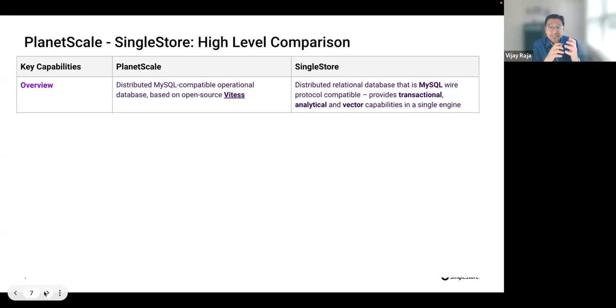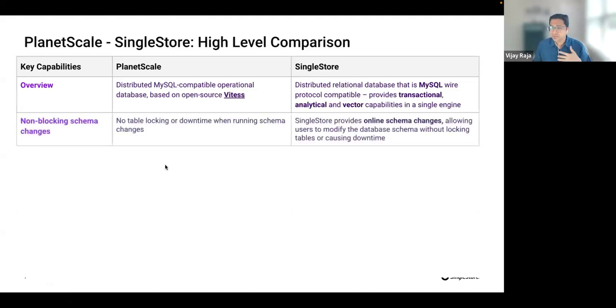While PlanetScale is an operational or a transactional database only, SingleStore provides transactional, analytical, and vector capabilities in a single engine to power your applications. Okay, we'll talk a lot more about that today, and you'll get to see some of that in the demo as well.